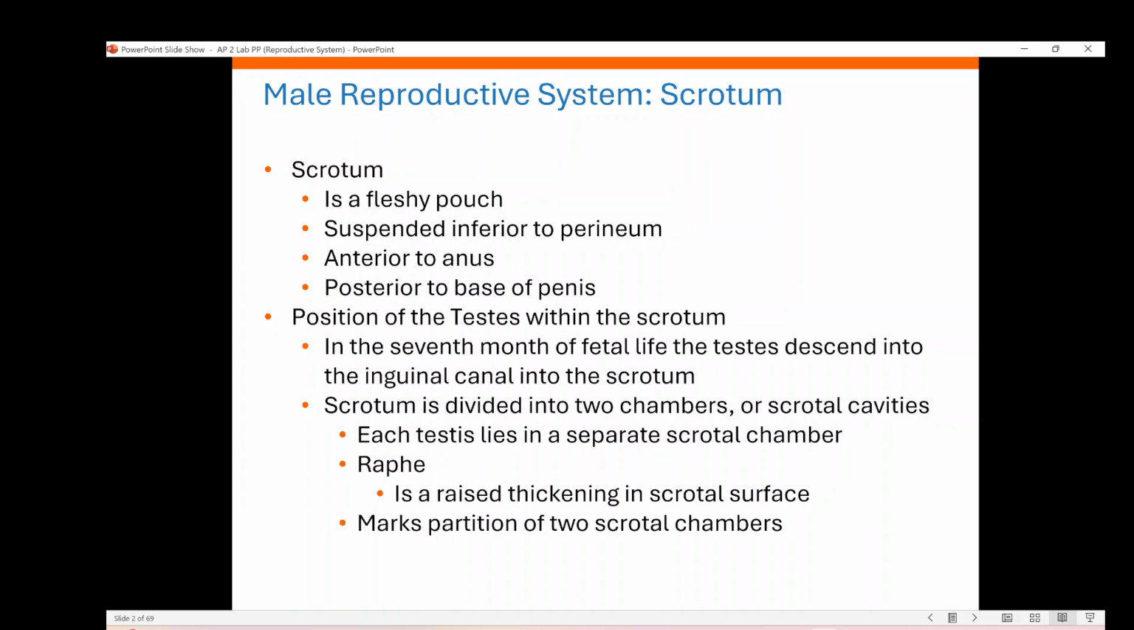Once we're looking in the scrotum, it's actually divided into two chambers, or what we call scrotal cavities. We can't have the two testicles in one cavity because it's very possible that they could get twisted together and strangulate each other, and that would be bad. So they have to have their own compartment. And again, we call that a scrotal cavity. There's a connective tissue wall.